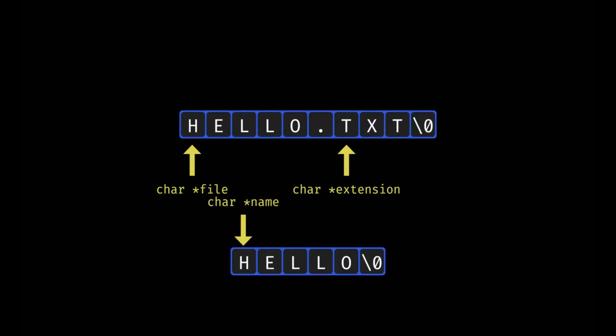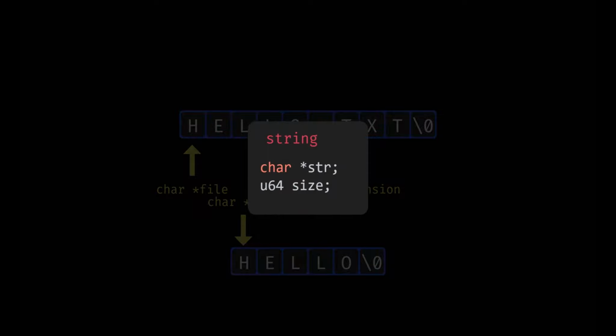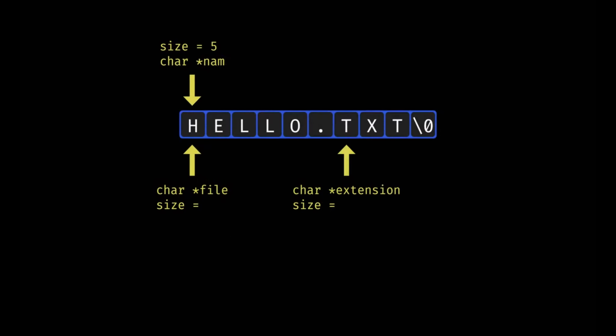Or do we? Well, we can entirely stop this from happening if we give up on null terminated strings and instead use count-based strings. So we can define this structure with a character pointer for the string and a U64 for the size. Now look at how simple everything has become. We don't need this extra allocation at all.